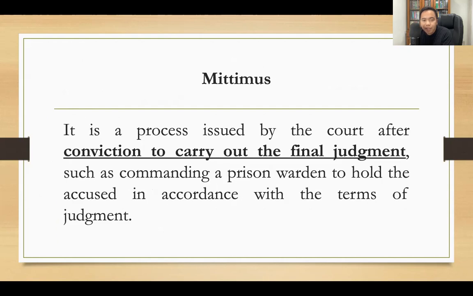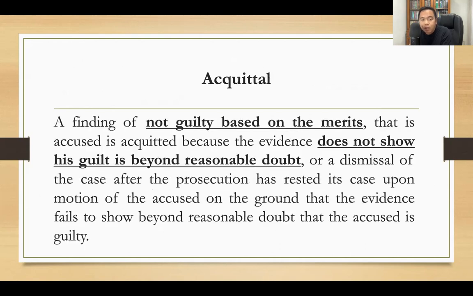What is a mittimus? A mittimus is a process issued by the court after conviction to carry out the final judgment, such as commanding a prison warden to hold the accused in accordance with the terms of the judgment. So a mittimus is akin to an order of the court to detain the accused or continue his detention if he was previously committed to prison.